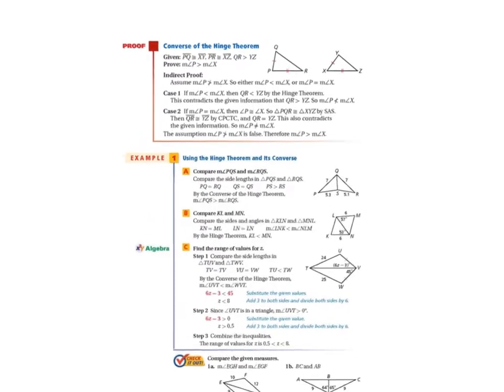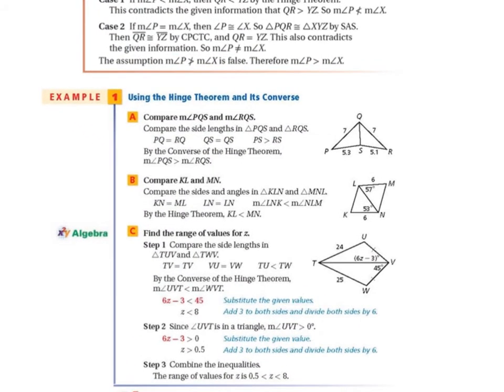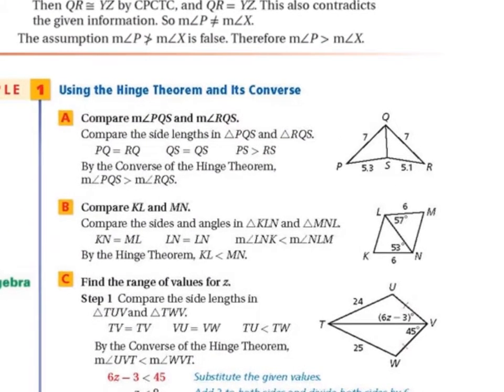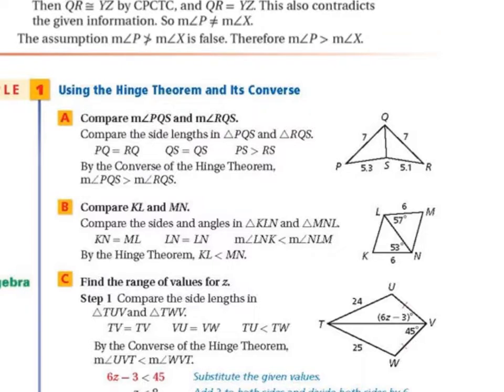So let's go through some examples. If you look at A, it says use the Hinge theorem and its converse. It says compare angle PQS, which is this angle up here, and angle RQS, which is this angle here. If you look at this diagram, you have a reflexive side, QS. In each of those triangles, if you split them apart, each of them would have QS, which means you have one pair of congruent sides. And then you have 7 and 7, which means you now have two pairs of congruent sides.